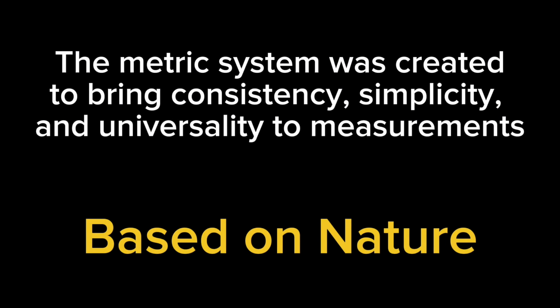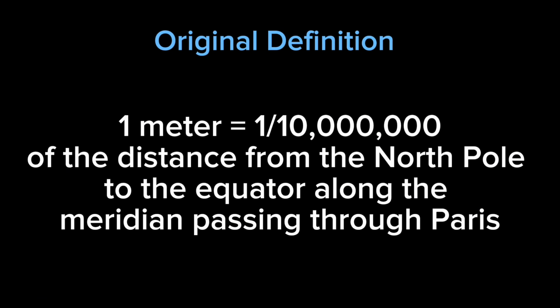It was based on nature. For example, the meter was originally defined in the 1790s as 1/10,000,000th of the distance from the North Pole to the equator measured along the Earth's meridian, or line of longitude, that passes through Paris.